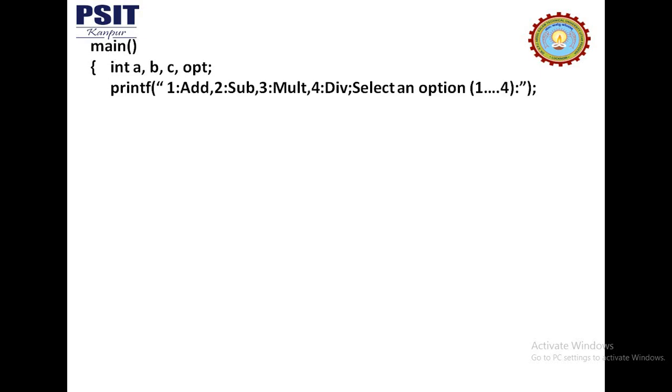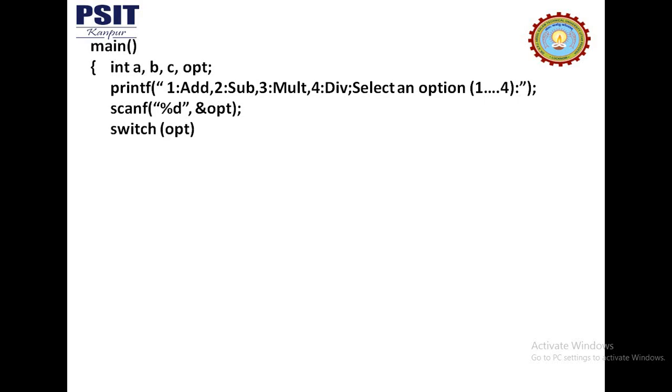Let's see the program. So start with the main. First of all, what are these A, B, C? A is the first number, B is the second number, C is the result, and opt is the option number, which particular option you are going to select. So here I have to provide the user a hint about what the different options are. So 1 is for addition, 2 is for subtraction, 3 is for multiplication, 4 is for division. Now select an option between 1 to 4, right? Then scanf for option selection, I have obtained a particular option number.